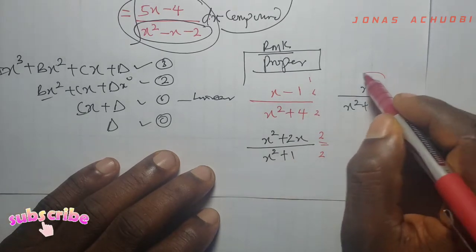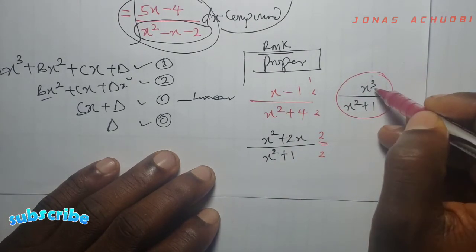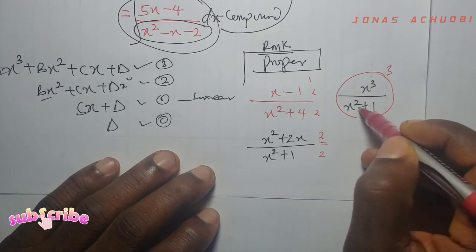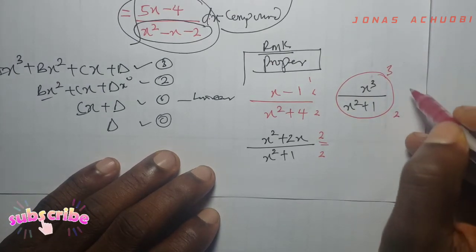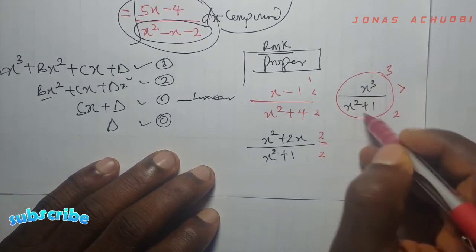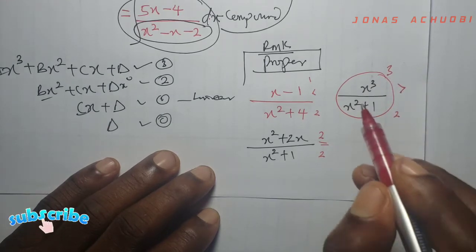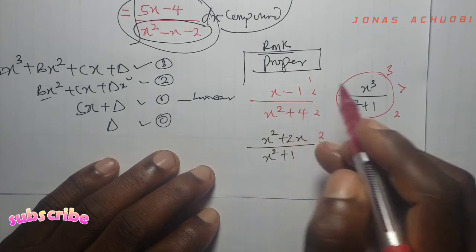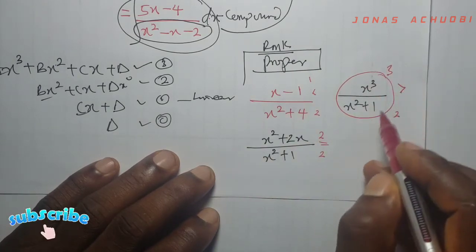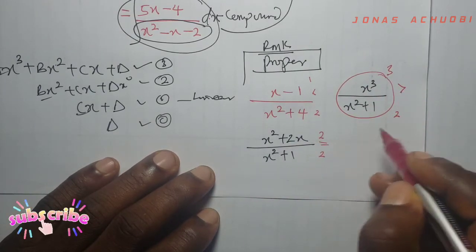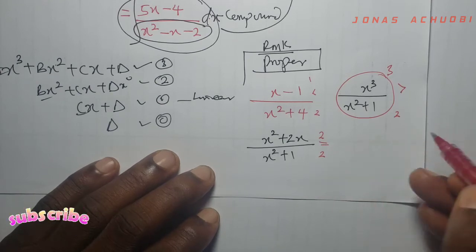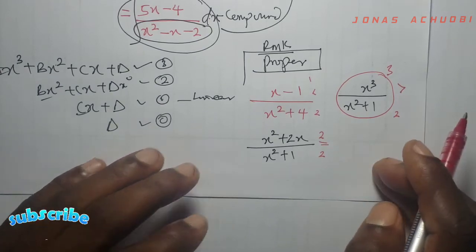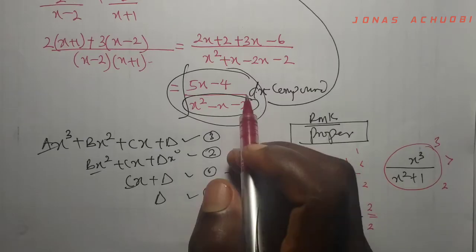And of course, for the third example, the same thing, improper. The degree of the numerator is 3 and that of the denominator is 2. So 3 is greater than 2, hence an improper fraction. So I am saying that we shall be dealing only with fractions that are proper. However, for improper fractions, we have to employ the long division process of polynomials first before we are able to proceed. And that's not what we'll be doing for today.